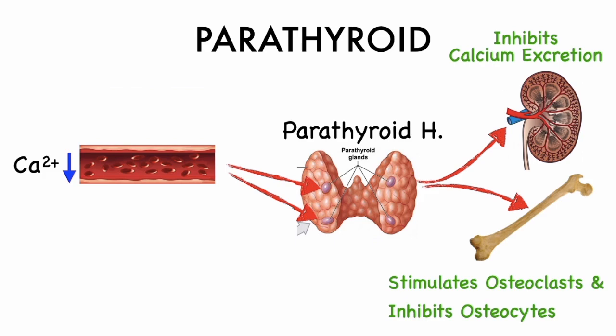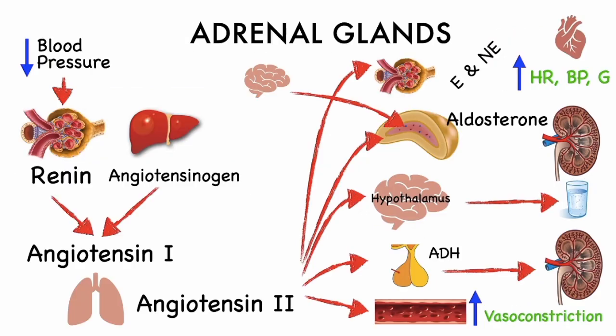That's the parathyroid gland. Next, we have the adrenal glands. I know there's a lot going on here. Don't worry, I'm going to walk you through everything. Now, there's actually two regions in the adrenal glands. We have the adrenal cortex, this outer shell, and the adrenal medulla. Adrenal cortex and adrenal medulla.